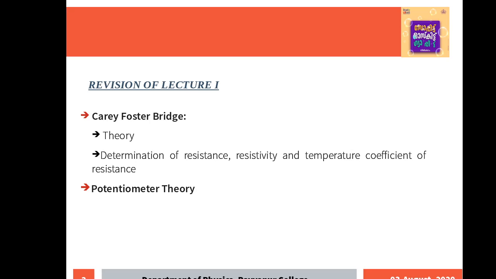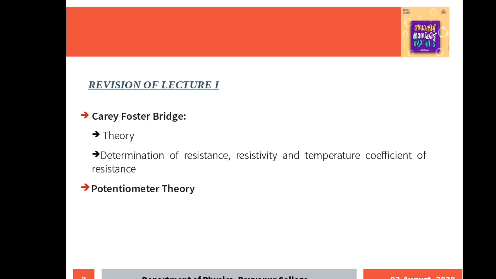If you measure at two different temperatures, at temperature T1 we can put RT1 equal to R0 into 1 plus alpha T1. Similarly, RT2 is equal to R0 into 1 plus alpha T2. We can divide and compare them, and we get the equation for alpha from that as well. So in two different ways we can find the temperature coefficient of resistance. We also discussed that in the previous lecture.